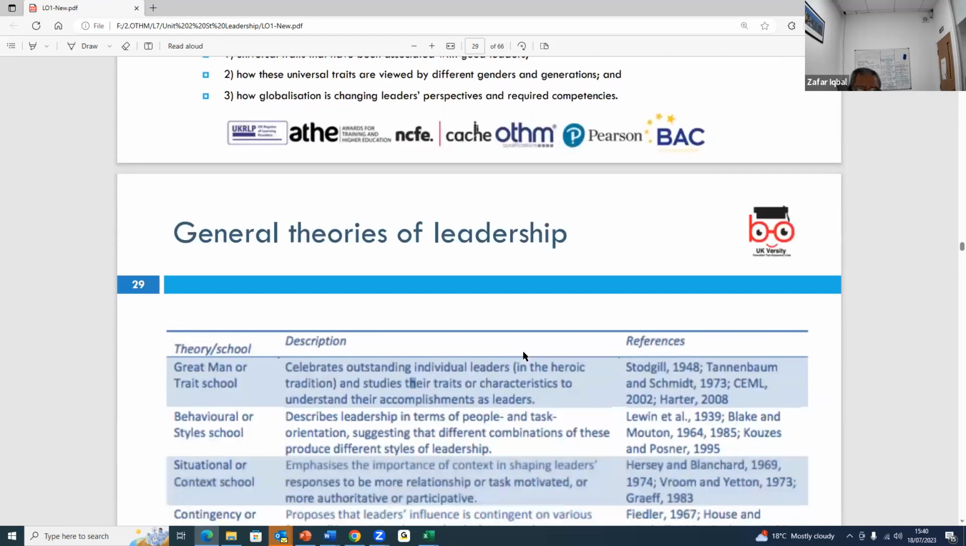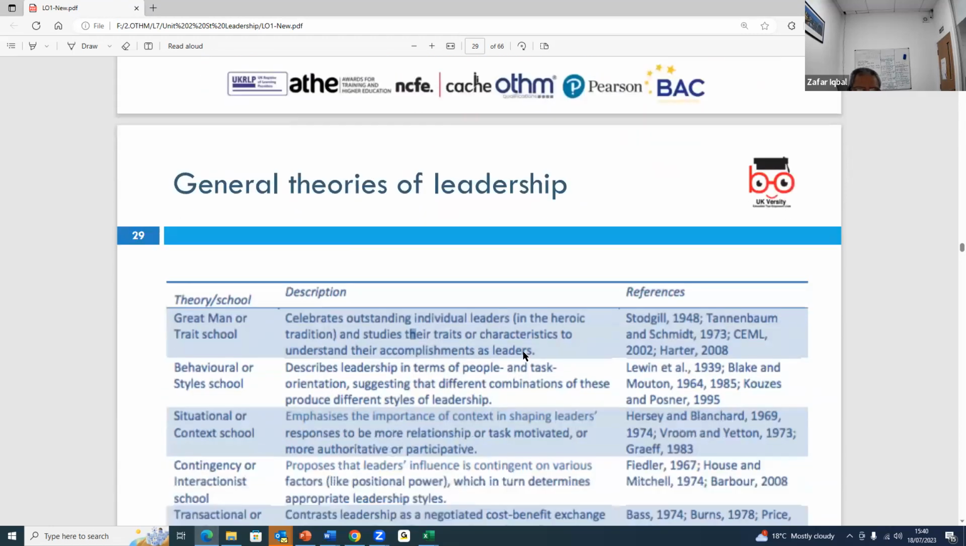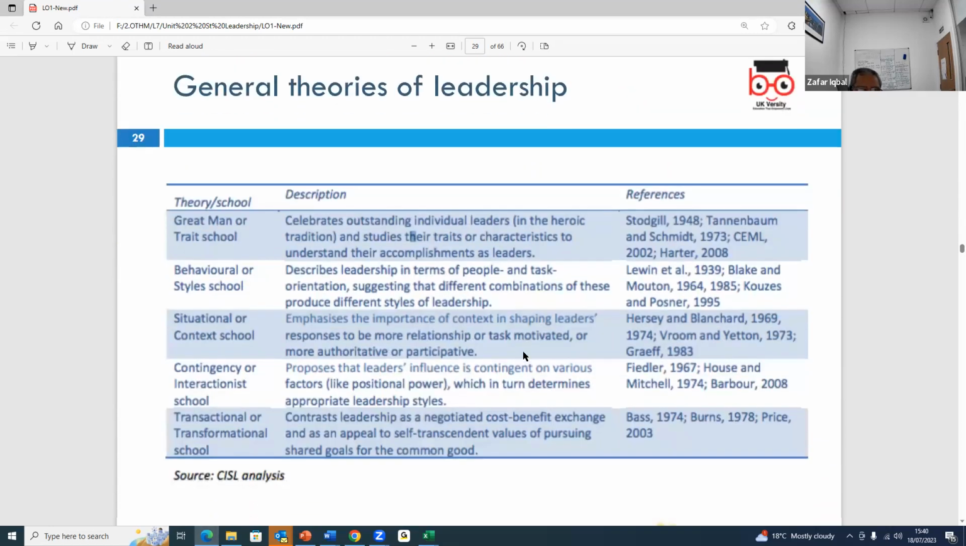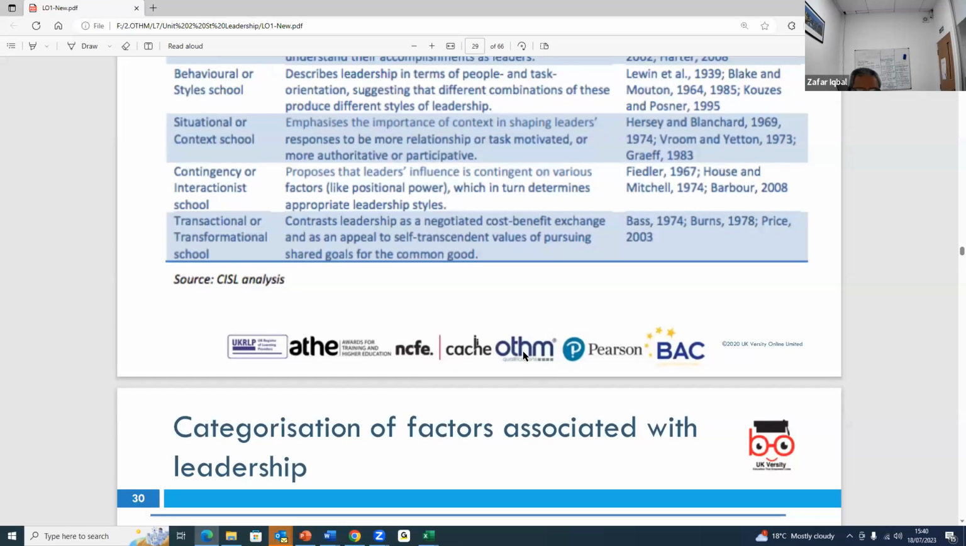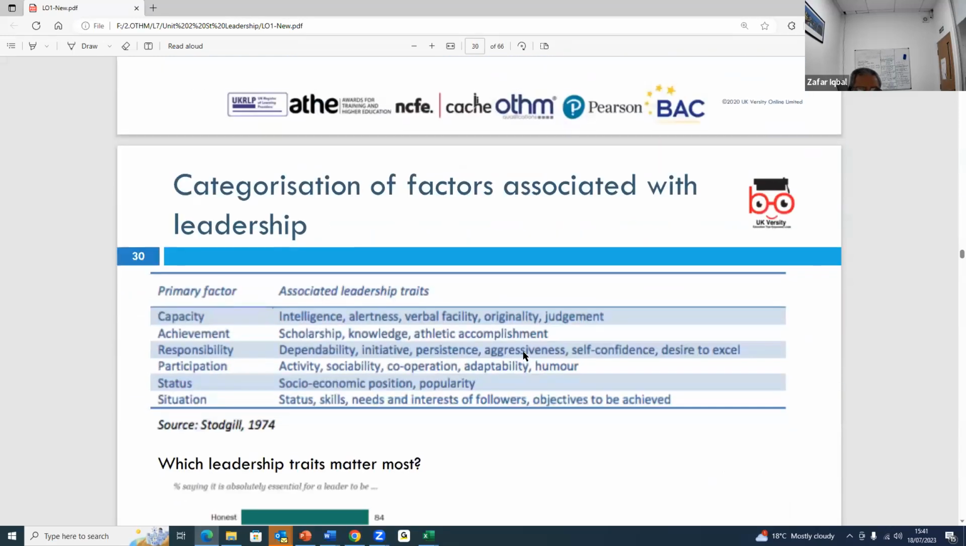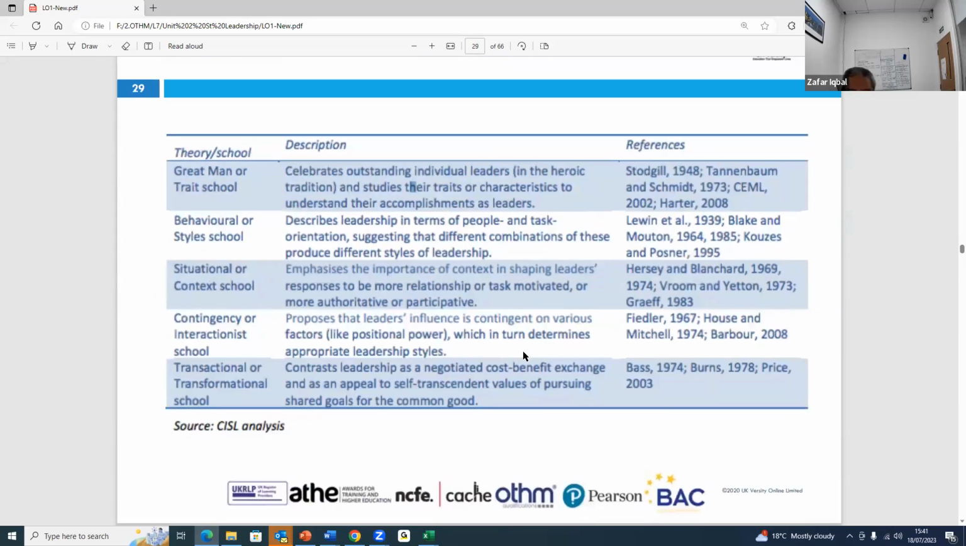So let's look at these leadership theories, the general theories of leadership. One theory is behavioral theory, or behavioral or style school theory. The other one is the great man or trait school theory. Then there's the situational or context school theory, contingency theories, interactional or transactional and transformational leadership.